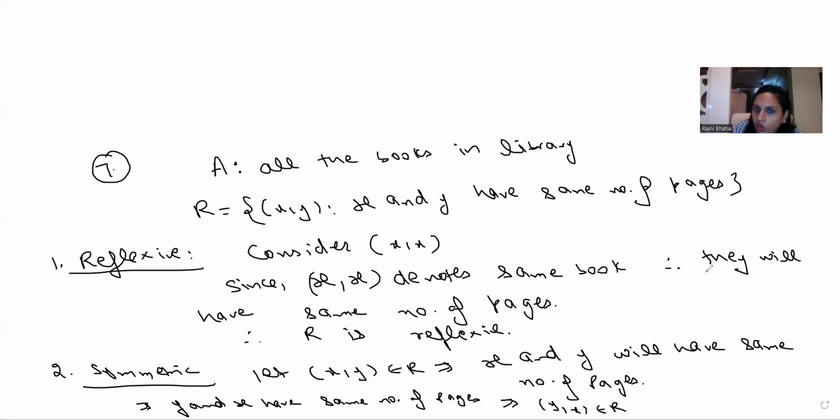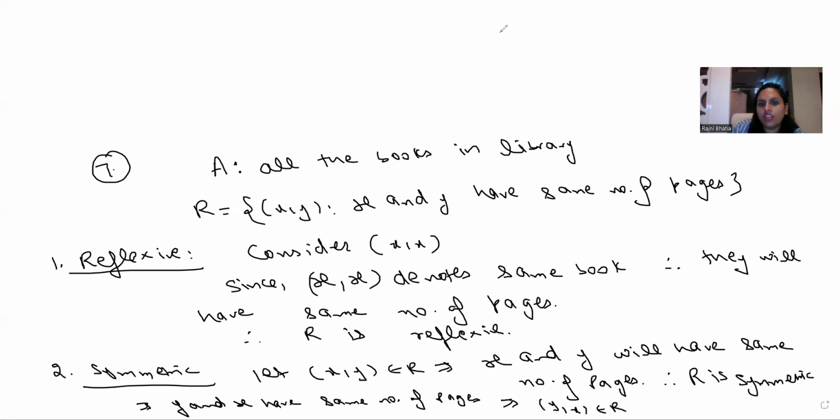Let (x, y) belong to R. This implies x and y will have the same number of pages. So if two books have the same number of pages, then whether you say (x, y) or (y, x), y and x will also have the same number of pages. Therefore (y, x) belongs to R, and therefore we can say that the relation R is symmetric.